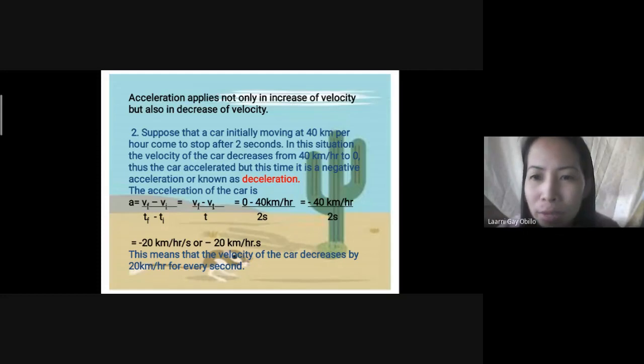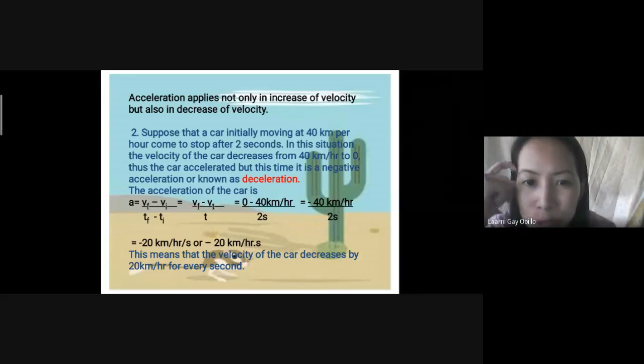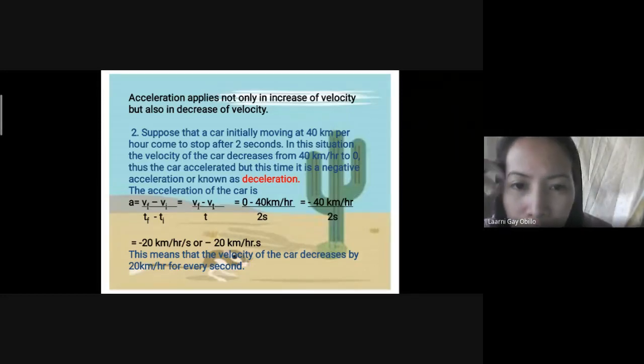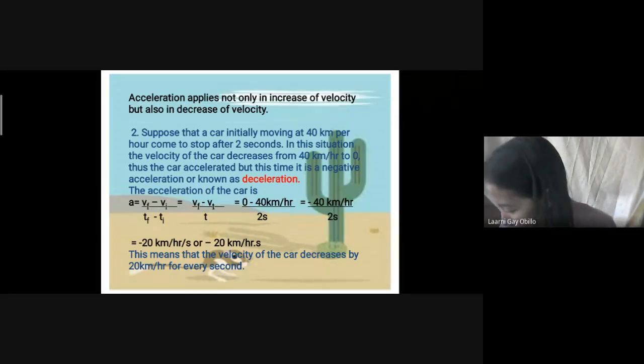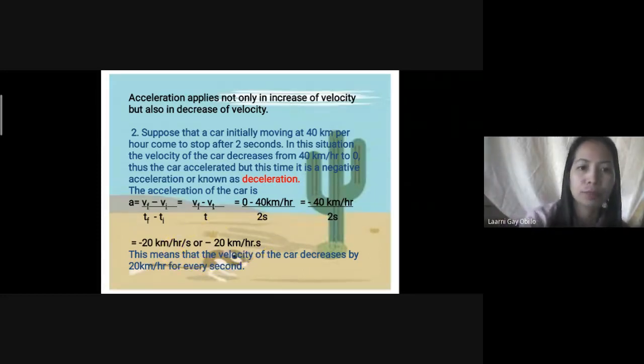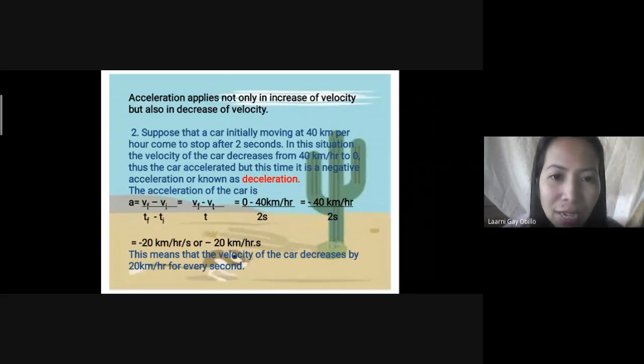Okay, so 0 minus 40, answer is negative 40. Bakit negative? Kasi 0 siya eh. Yung 0, mas malaki yung 40 doon. So, bawasan natin ng 40. So, answer is negative yung sagot. Negative 40 kilometer per hour divided by 2 seconds. So, answer is negative 20 kilometer per hour per second. Okay, so makita nyo negative kasi nga pabagal. Kapag negative, that is deceleration.